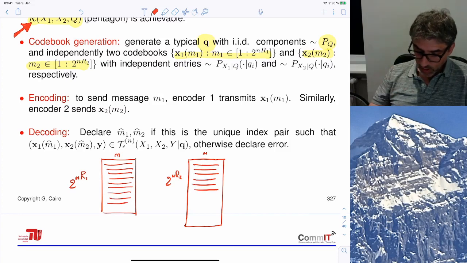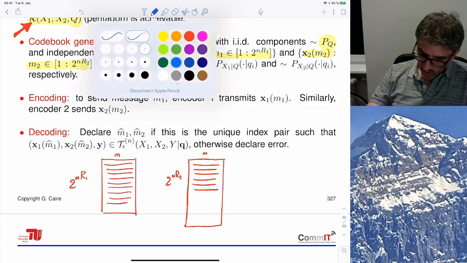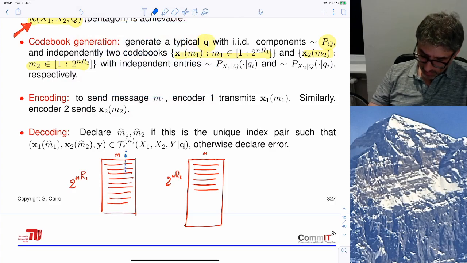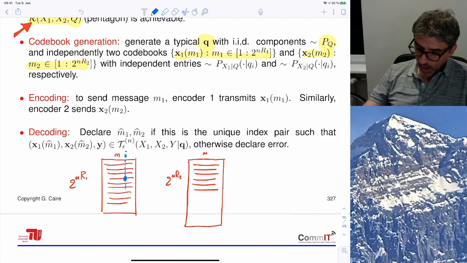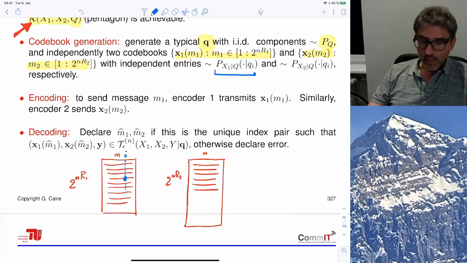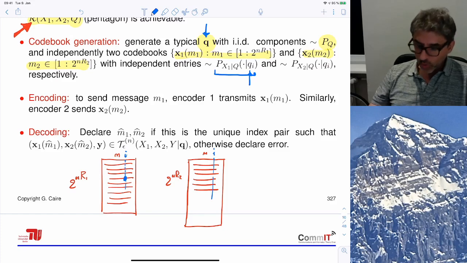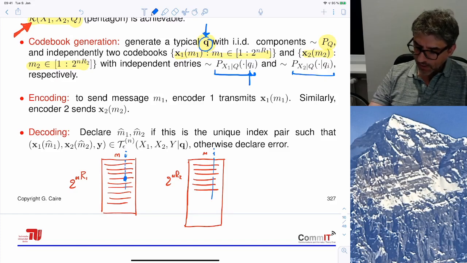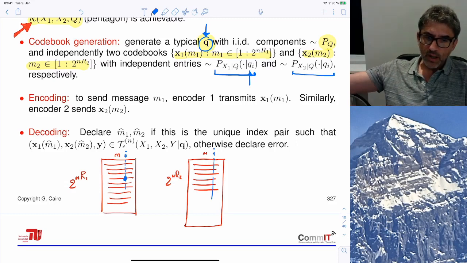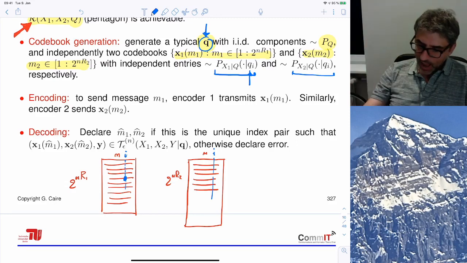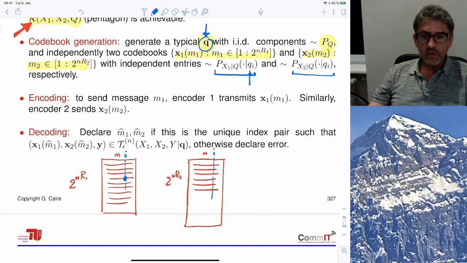Every row is generated at random according to some distributions. And which distribution do we use here? Well, to generate the ith letter of every code word here, I use the distribution P sub X1 given Q for the ith letter of that sequence that we have chosen. And the same thing for the ith letter of codebook 2, we use this distribution. So in other words, the sequence Q acts as a sequence of seeds of random number generators, and we use the ith seed to generate the ith letter of each code word.